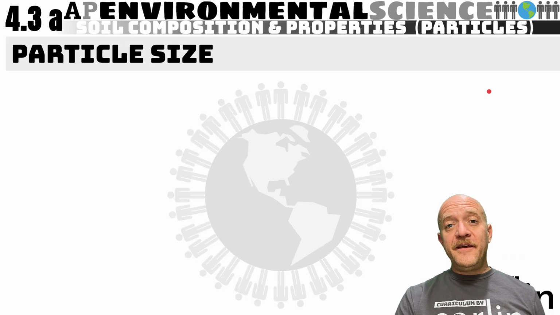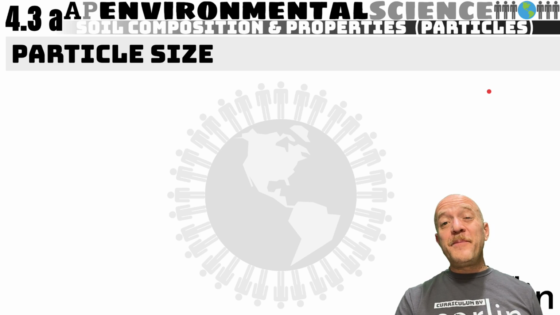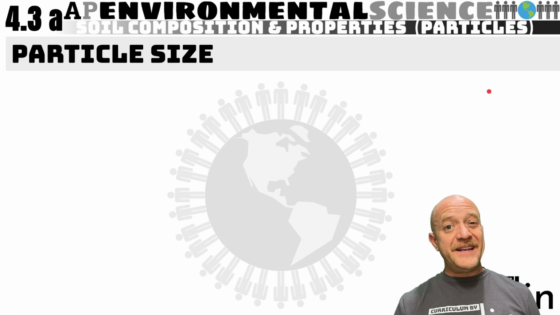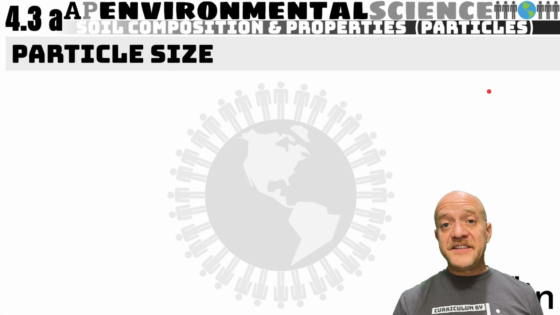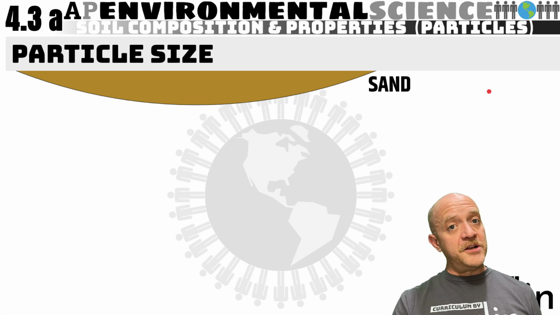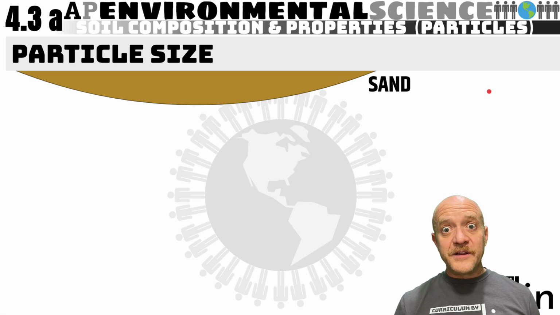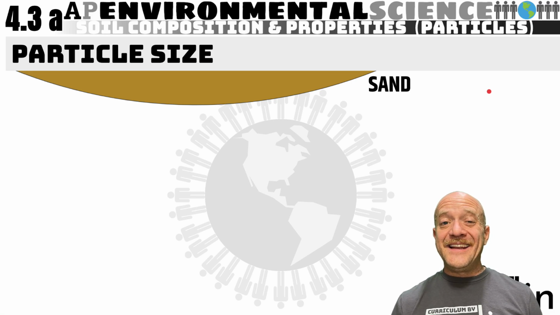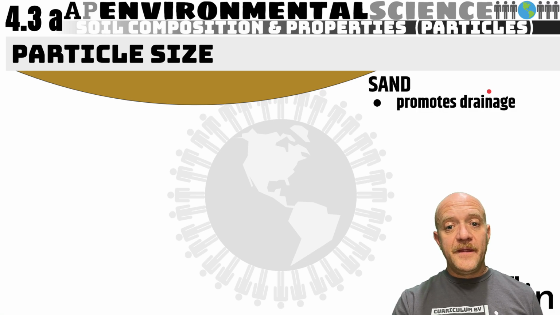One of the mineral components of soil are three particles, and we identify these three particles based on their size. They are sand, silt, and clay. The first one is the largest, sand. If you think about sand, a grain of sand is really, really small. But actually, in terms of soil particles, sand is the largest.